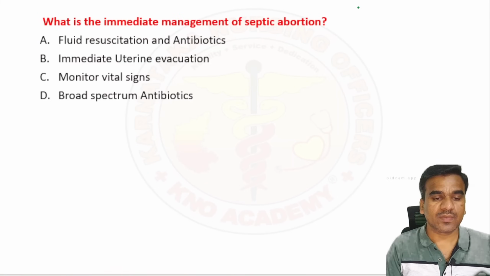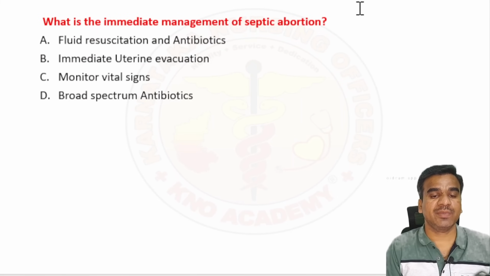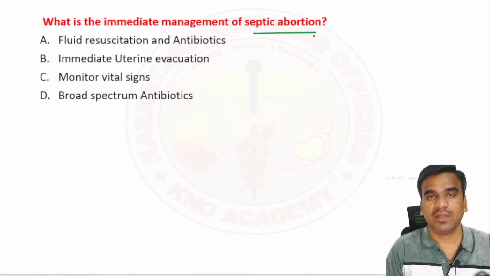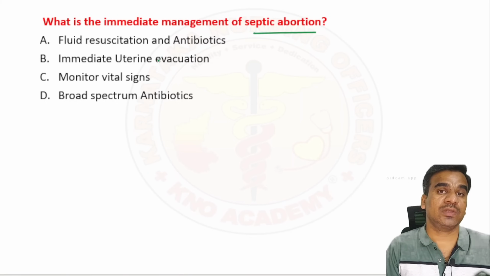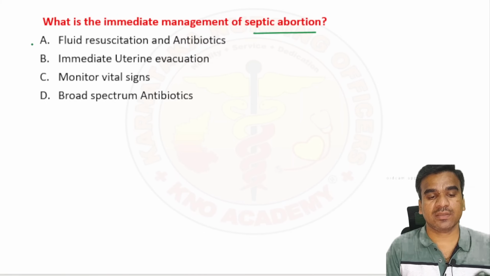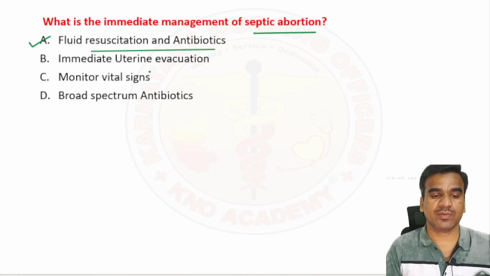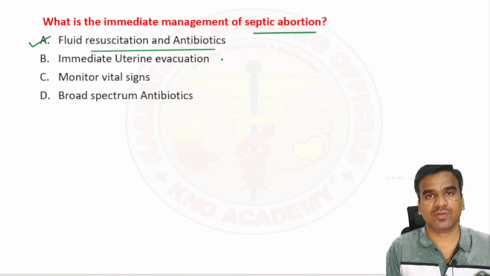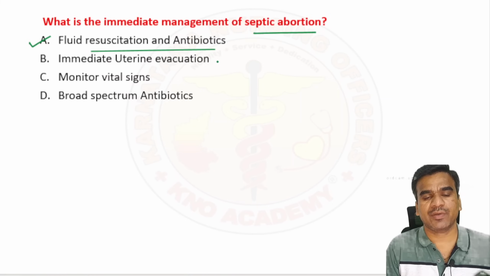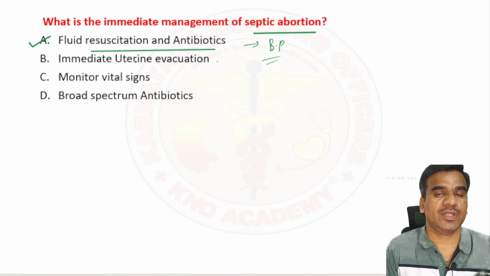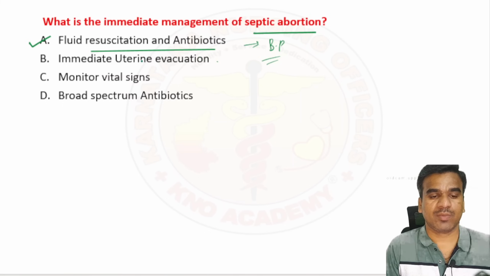Next question: what is the immediate management of septic abortion? Septic means sepsis will be there. So the right answer will be fluid resuscitation and antibiotics. Immediate uterine evacuation will be done, but not immediately; the immediate step is fluid resuscitation because of sepsis. In sepsis BP will be low, so we have to give fluid resuscitation and also broad spectrum antibiotics.